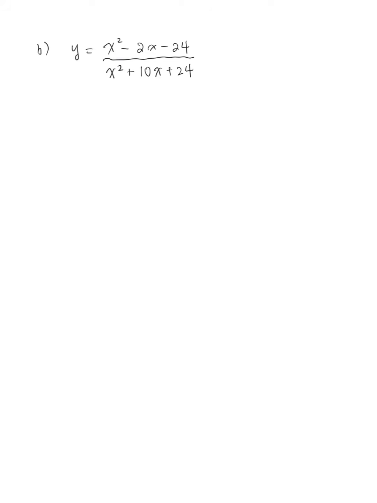We're given y equals x squared minus 2x minus 24 for the numerator, and the denominator is x squared plus 10x plus 24. So again, what we need to do is, yes, we must factor. Don't hate. You must become one with factoring. We got this. So let's take one thing at a time. Let's do a side work for the numerator first.